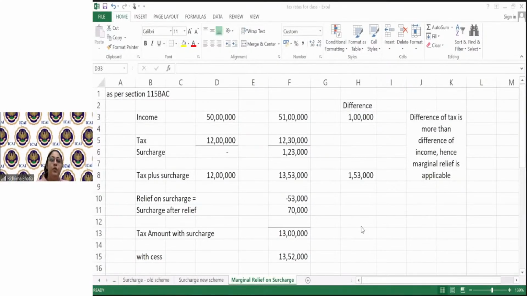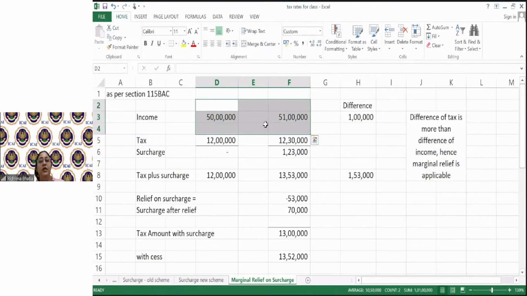Compared to that, marginal relief for surcharge is there for so many years. Marginal relief, a little relief will be given when the income marginally crosses. When the income marginally crosses, then some relief would come. Why would that relief come? Because with just a marginal increase in income, sometimes the tax increases a lot.